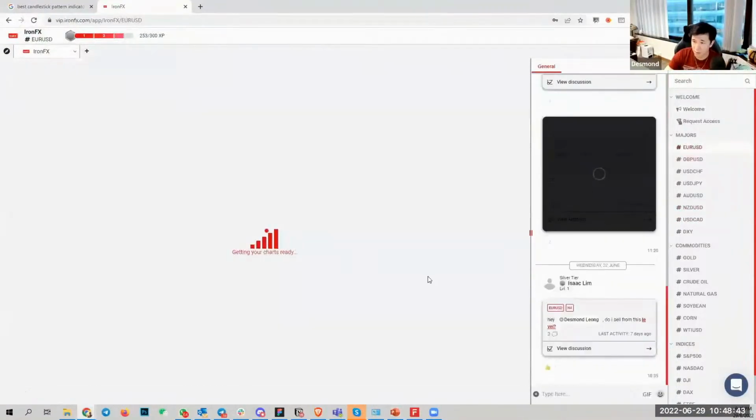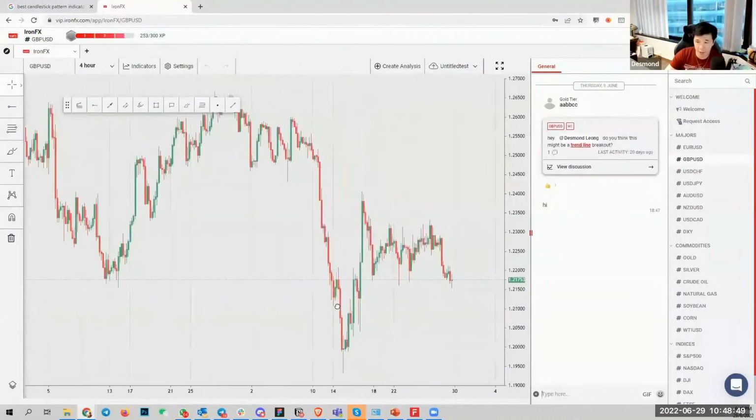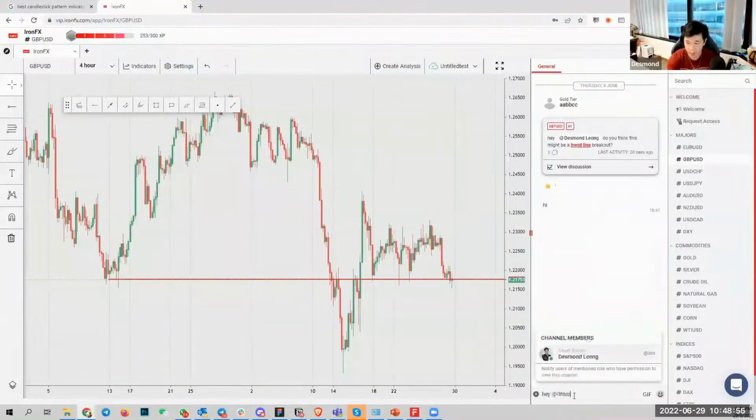In the VIP room, what you'll be able to do is you can actually come in here. You can see a chart, and maybe you find a support level over here. Hey, Desmond, is this a nice support level? What level are you referring to? Highlight the text.